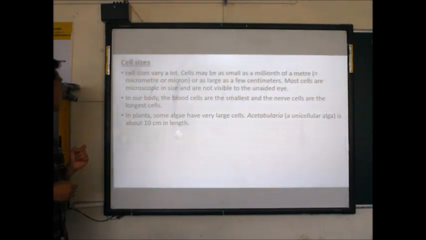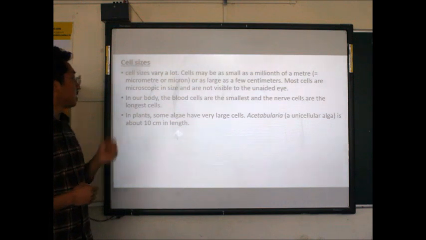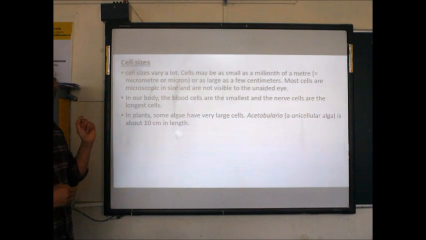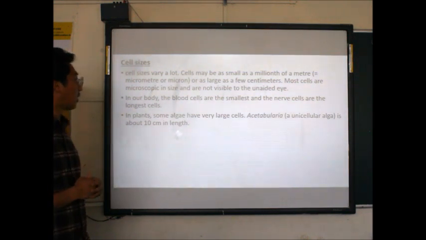In our body, the blood cells are the smallest and the nerve cells are the longest cells. So in our body, the smallest cells are the red blood cells, or RBCs. They are small cells. And the nerve cells are the longest cells in our body.